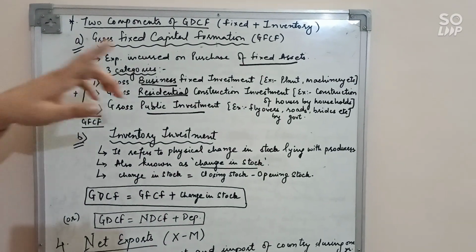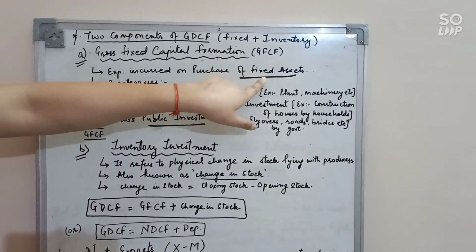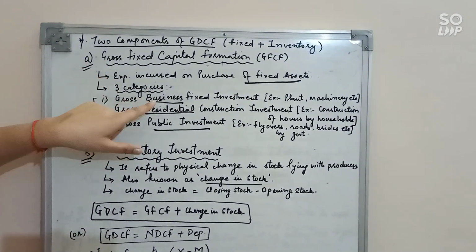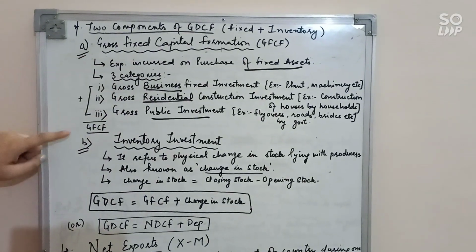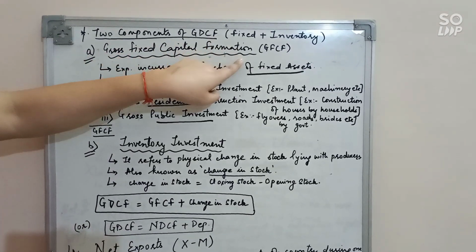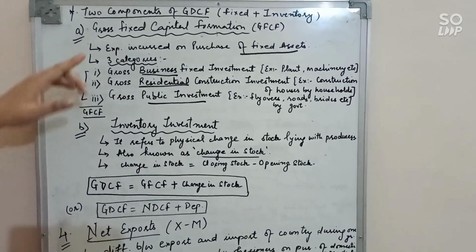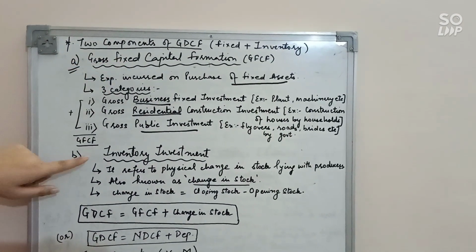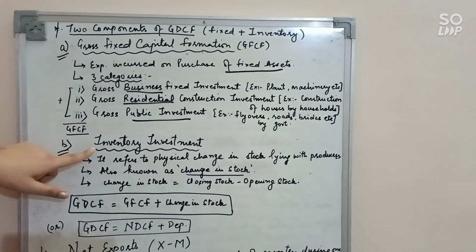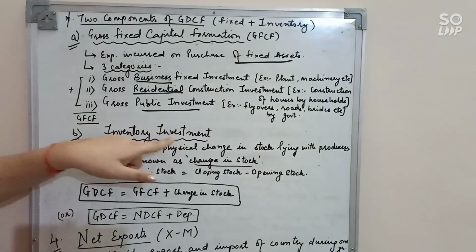So expenditure incurred on fixed assets is done by three sectors: producer, household, and government. When you take the total of these three, it will be equal to fixed capital formation. Clear? Now the second point: domestic capital formation is divided into two parts. One is fixed, second is inventory. Inventory's full name is inventory expenditure or inventory investment.